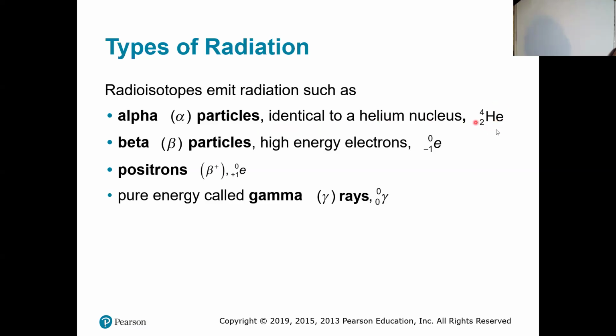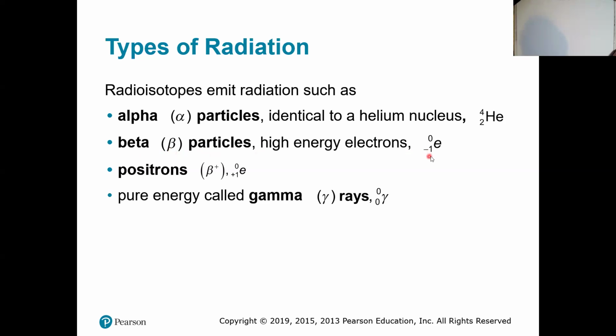So a lot of times they're written like this, which would be the representation of a helium nucleus. All right, so you can see the symbol for alpha particle, or you can see this 4,2 He, and they mean the same thing. They both mean alpha particles. Then we have our beta particles, which we get our scripty B symbol to represent. And our beta particles are going to exist as high energy electrons that are emitted from our nucleus as the radioactive decay occurs.